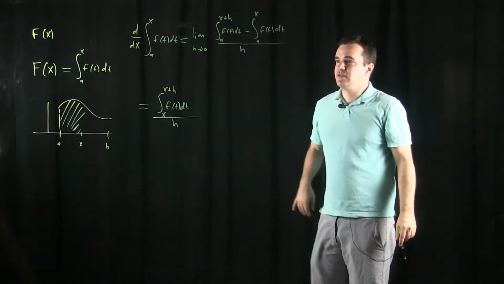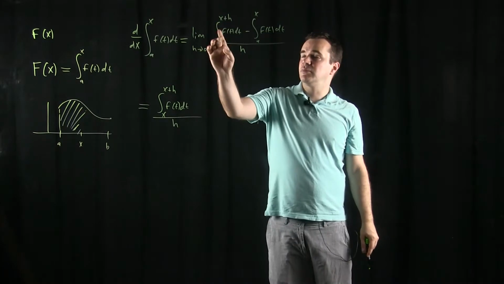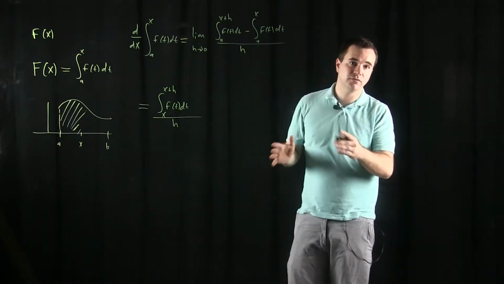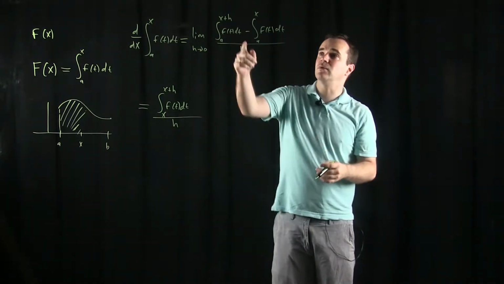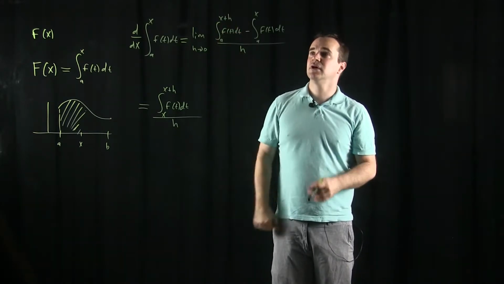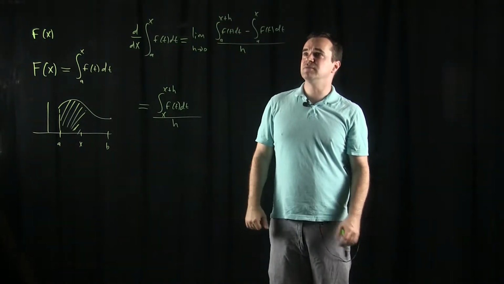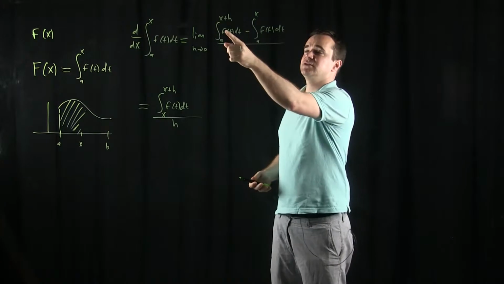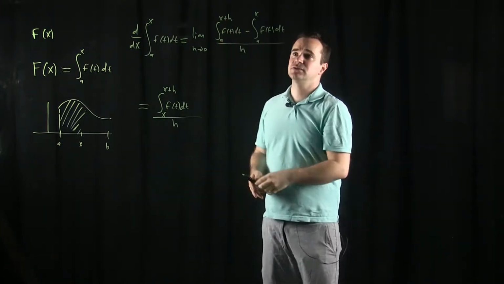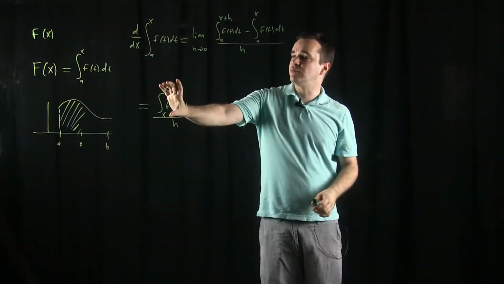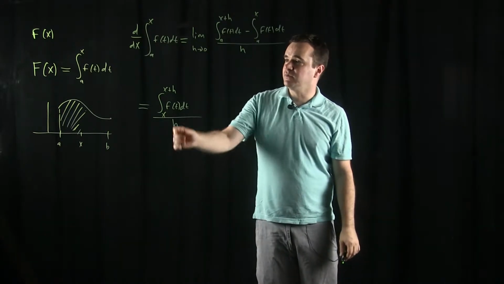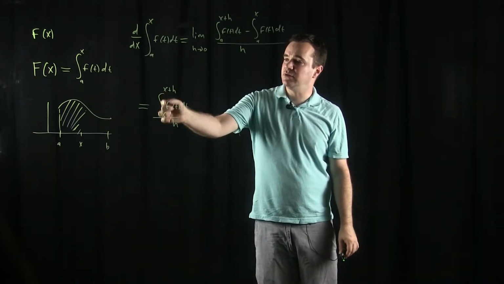And as I mentioned in that previous video where I explained how you could break up the integral over adjacent intervals, it doesn't really matter whether h is positive or negative. It doesn't matter whether x was actually in between the interval from a to x plus h or not. You can always break that up. So if h is positive, then this will be bigger than x.